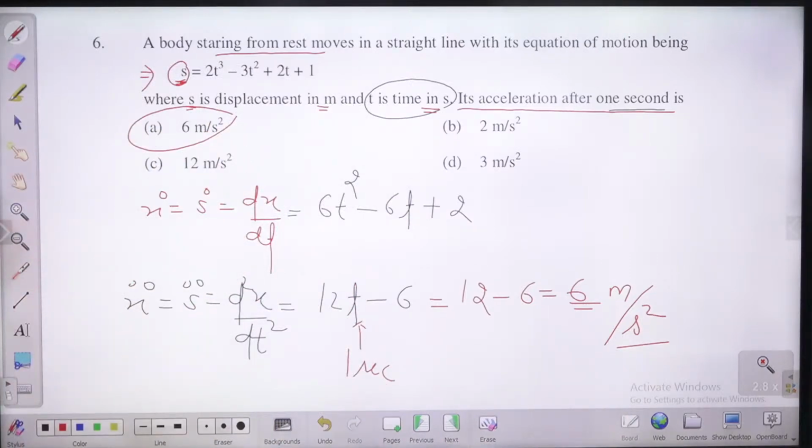Option A is the answer for this question, guys. Very good. Those who are answering A are very, very right for this question, guys. Very good. Chaliye, let us move to the next question now. Question number 7 in front of us.